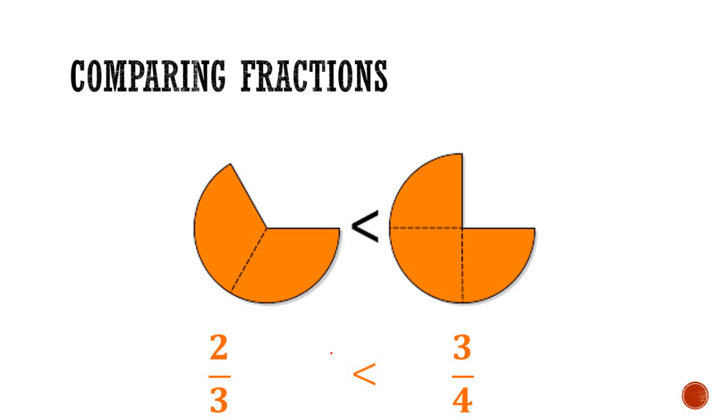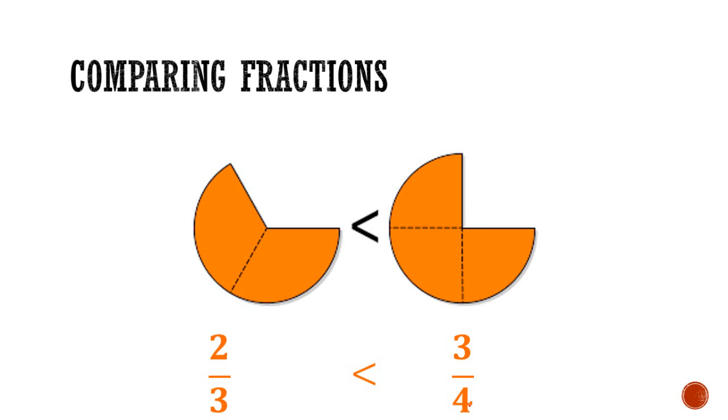So we look at these two circles here. In this first circle, we see that this circle is divided into 3 equal parts, and we have 2 of those parts. So the fraction is 2 over 3. The second circle, we see that this circle is divided into 4 equal parts, and we have 3 of those 4 parts. So this is 3 over 4.